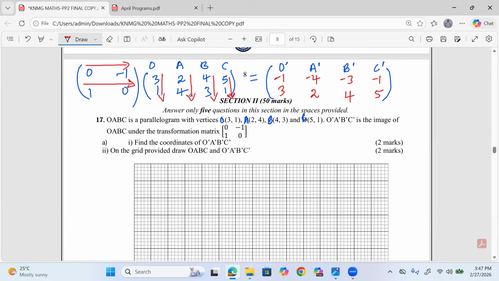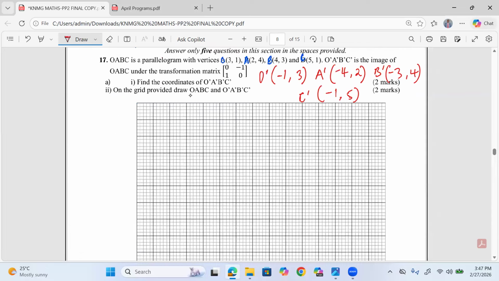That means we can now state the coordinates. When they are a matrix like that, you've not yet stated the matrix. This is the stating of the matrix now. O prime is -1, 3, A prime is -4, 2, then B prime is -3, 4, and finally C prime shall be -1, 5. Perfectly done.